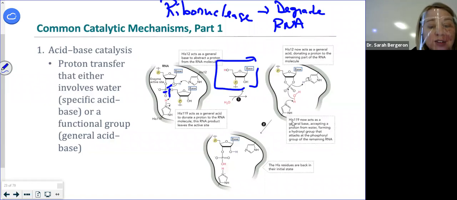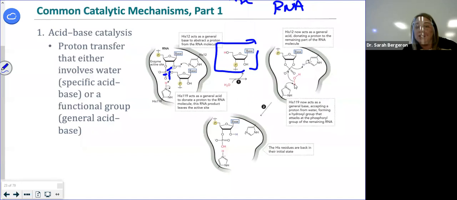And then His 119 is going to act as a general base. It's going to actually accept hydrogen from water, because remember, this is an enzyme. So whatever it does at the end of this whole pathway, we have to be back to our original state, right? So if you start giving up protons and taking protons, if you stay in that state, you're not regenerated. So you have to remember that in an enzymatic pathway, that's what this is. You're going to have some things that are facilitating the catalytic mechanism. And then you're going to have some parts of the process that are there to regenerate the enzyme, because we want to get back to our original state.